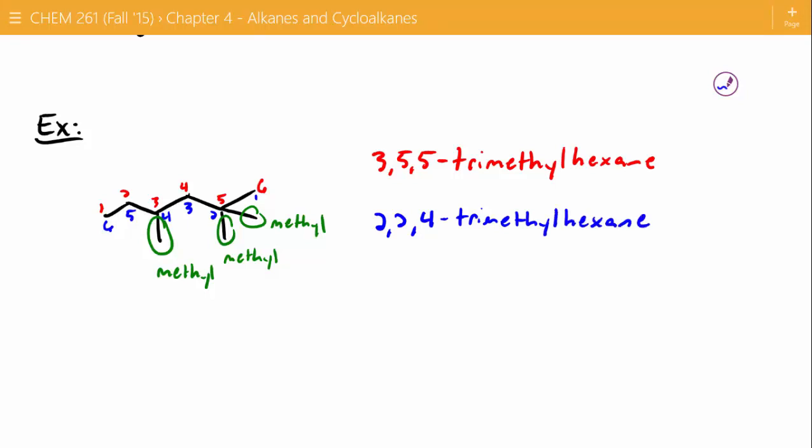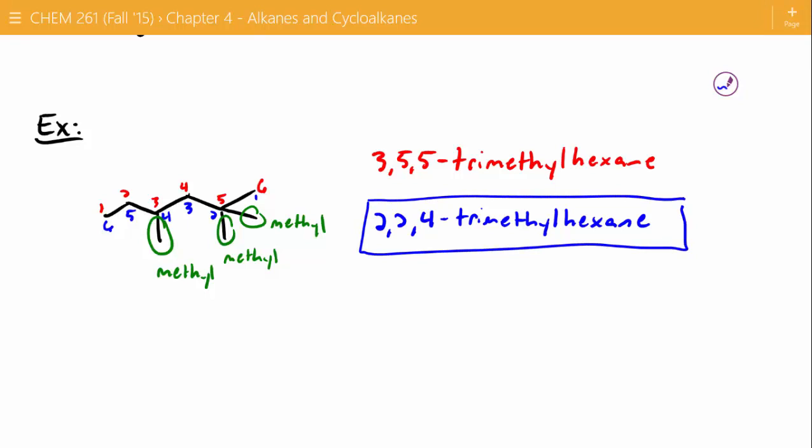Which one's preferred, the red or the blue? Blue. Blue, right? Why are we preferring the blue? Yeah, we're trying to minimize the numbering. So 224 beats 355. It's got a lower numbering system.